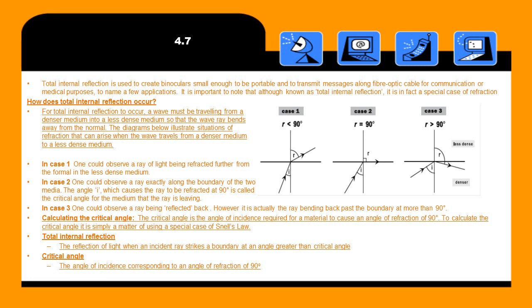4.7. Identify the necessary conditions for total internal reflection with reference to the critical angle.